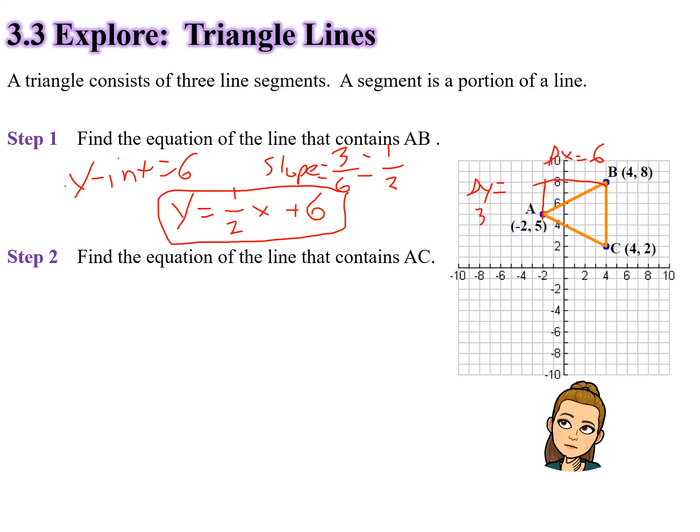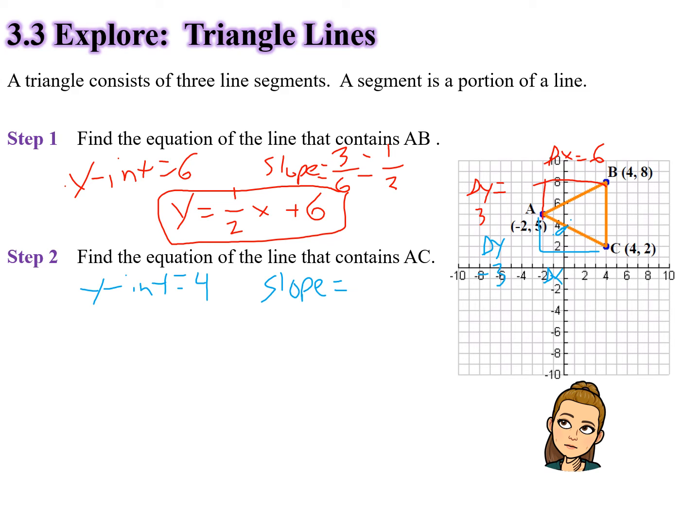Now I want to find the equation of the line that contains AC. Just like before, I'm going to identify where I cross the y-axis, and I see that I cross the y-axis at a value of positive 4. So my y-intercept is positive 4. To find my slope, again, I'm going to draw in a slope triangle, and you can draw it in on your graph there. My change in y, I go from a positive 5 to a positive 2. So that's a change of negative 3 for y.